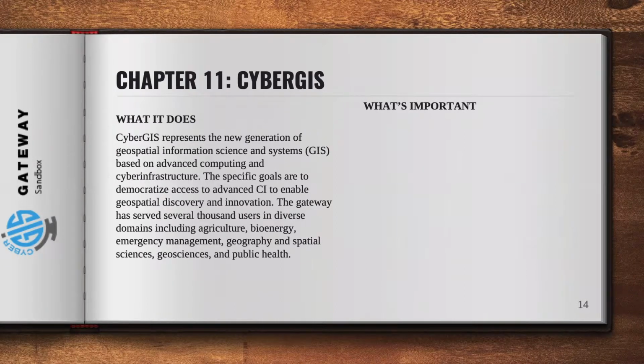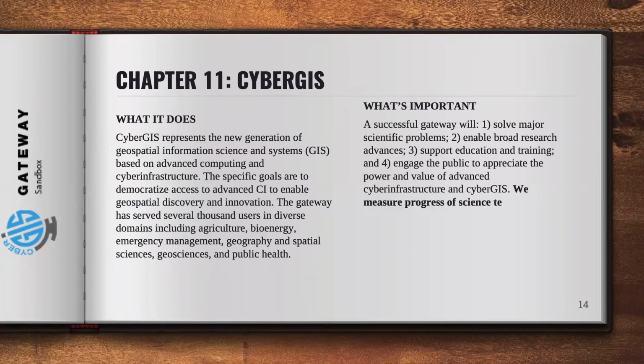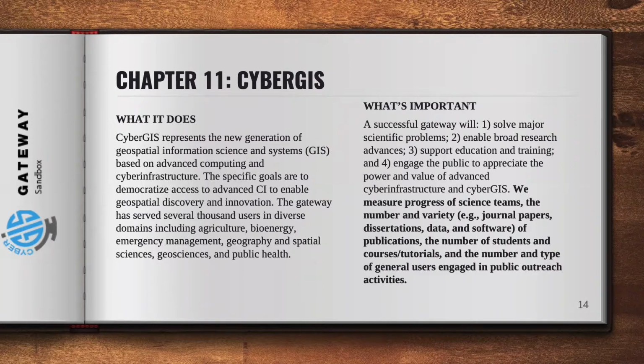So CyberGIS is looking at high-end cyber infrastructure to solve geographic information science projects. This is Xiaowen Wang out of UIUC. And they're looking at measuring the progress of science teams, so the number of science teams, the variety, journal papers, but also things like dissertations, data production, software production, publications, students, courses, tutorials. So kind of thinking about that very large umbrella of what impact can mean.